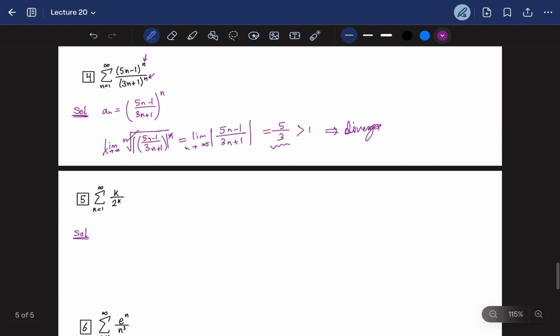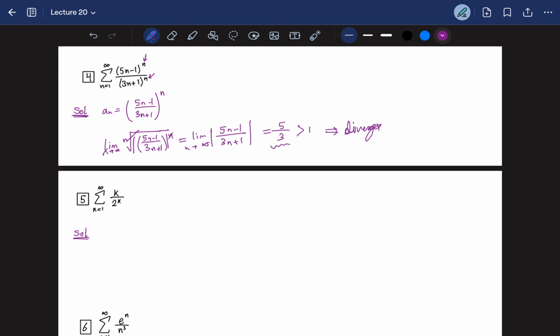Now let's look at number 5. So number 5 here, I have k over 2 to the k. So what test could be helpful here? I can't compare it to something that I already know. Nothing looks similar to it. I can't compare it with stuff.